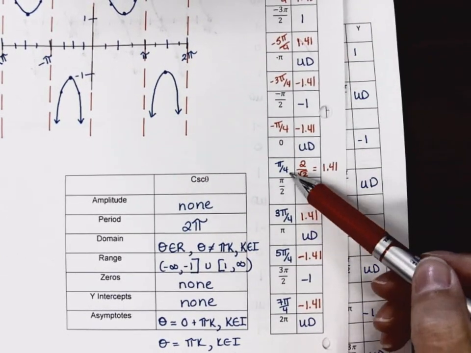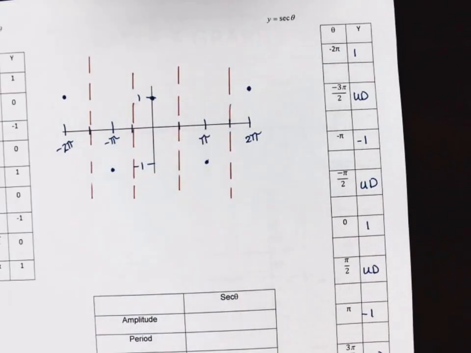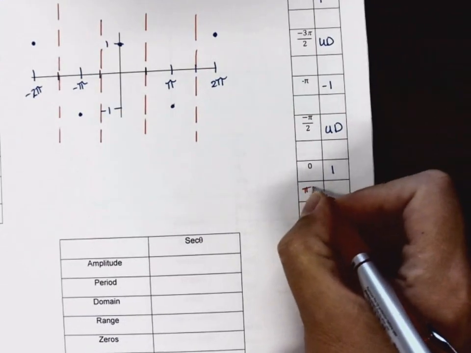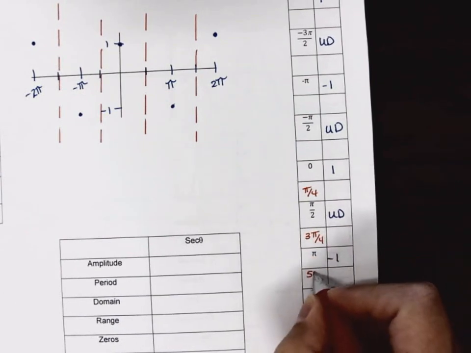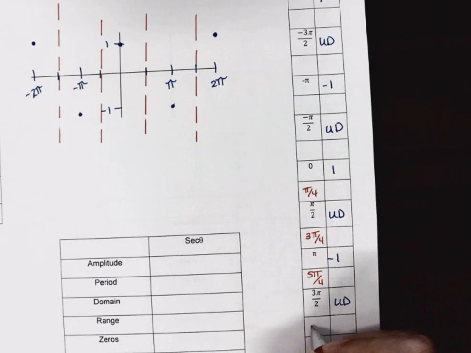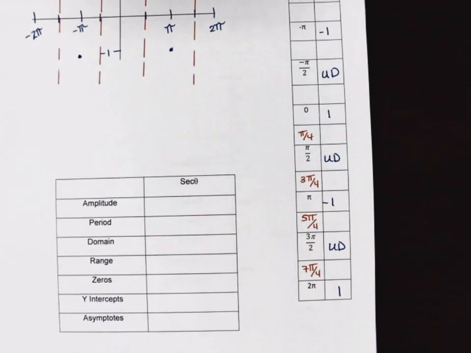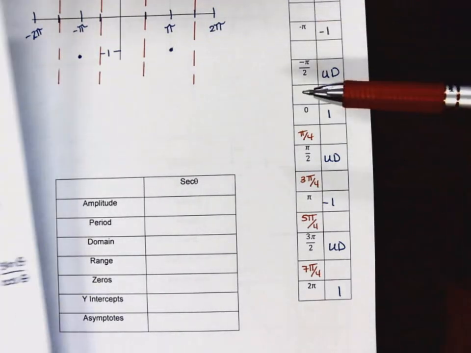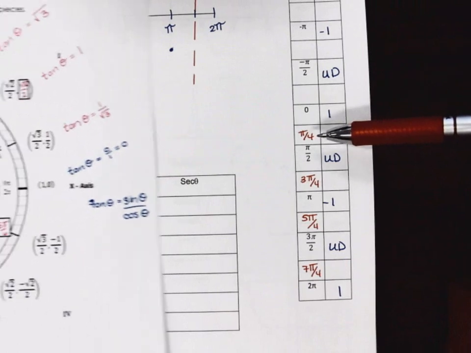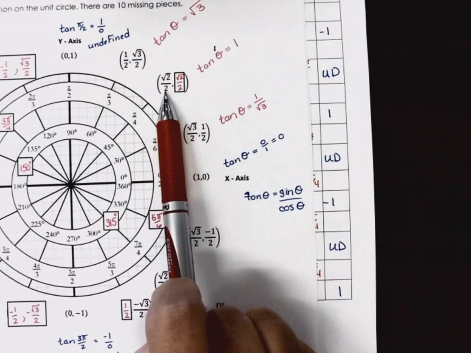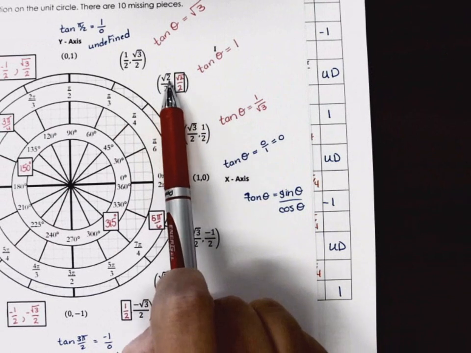So I'm going to start at positive pi over 4. I'm going to put in pi over 4, 3 pi over 4, 5 pi over 4, 7 pi over 4. Okay, so those are all the same increments. Life's pretty good. If I look at my unit circle for cosine, at pi over 4, my x coordinate is root 2 over 2.